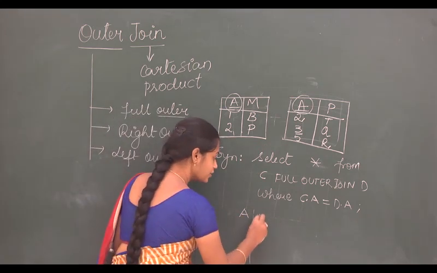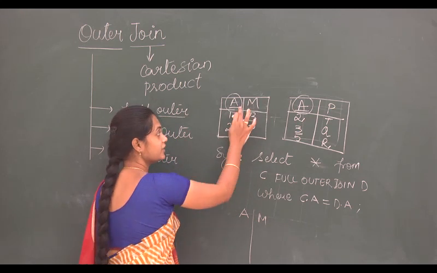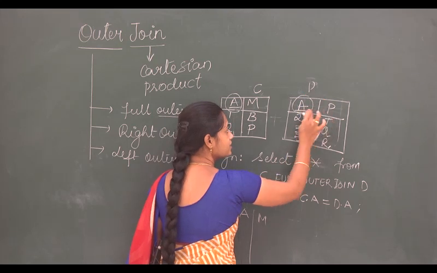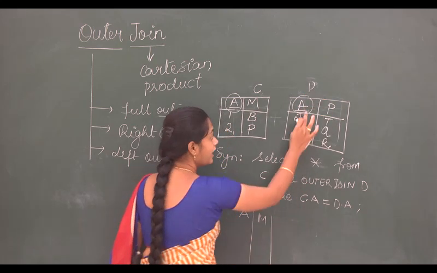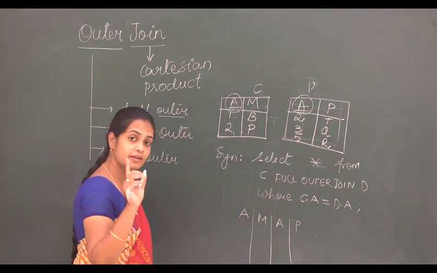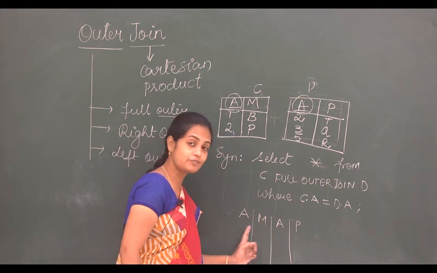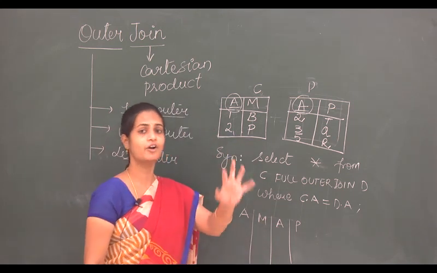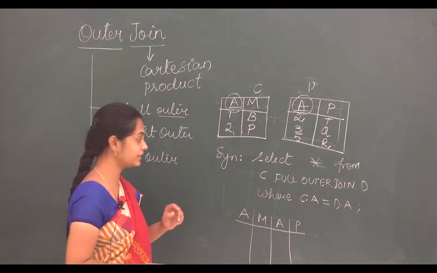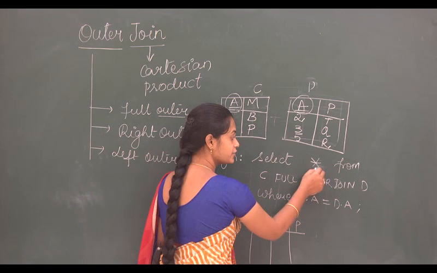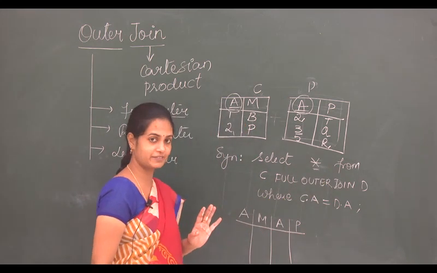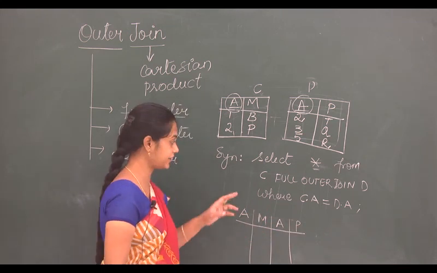So how do you write here? How many attributes do we have here? Here we have two attributes in C table and two attributes in the D table. So A and M, and what are the other two attributes? A and P. Okay, so irrespective of whether we have a common attribute or not, it will retrieve all the attributes. Okay, so now how will the values be written here? Select a star from. Because we have written star, all the attributes are retrieved here.